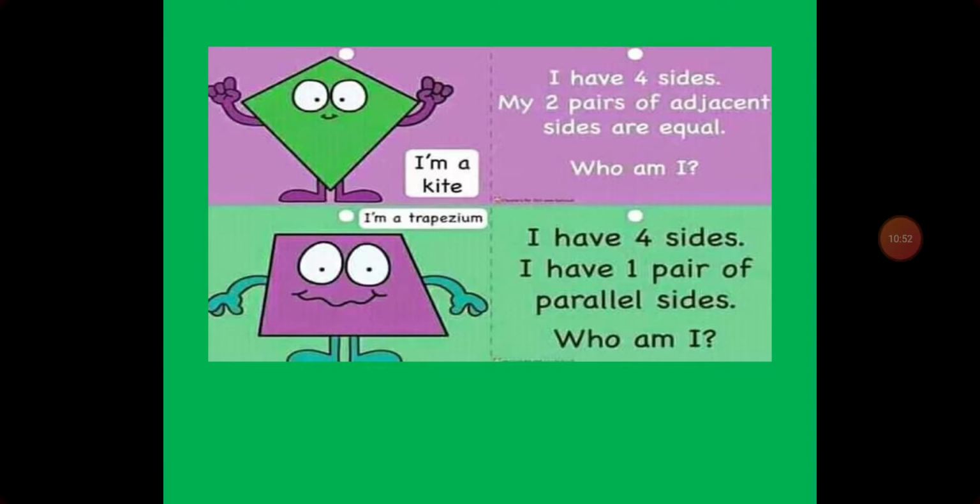Now, I am a trapezium. I am a trapezium. What do I have? How do you know who a trapezium is or what a trapezium is? What are the characteristics? Well, a trapezium has 4 sides and 1 pair of parallel sides. Okay, can you see the shape?